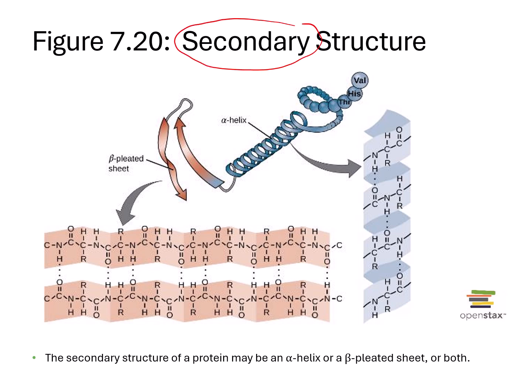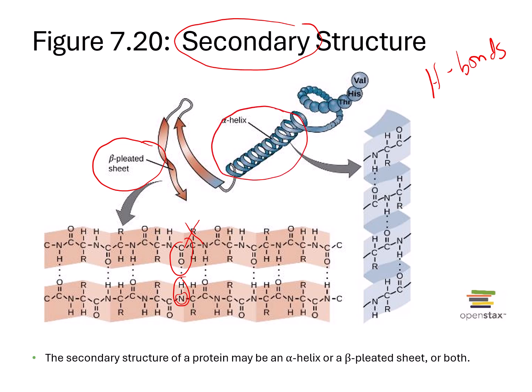Secondary structure is due to the formation of hydrogen bonds within the backbone of the polypeptide, and this is not involving R groups. Here we can see a hydrogen bond forming between a carbonyl group and this hydrogen atom attached to the nitrogen. Here we can form either beta-pleated sheets or alpha helices within secondary structure.